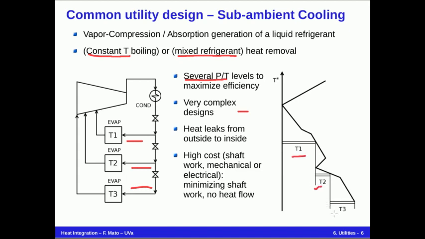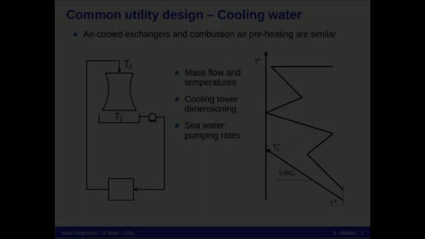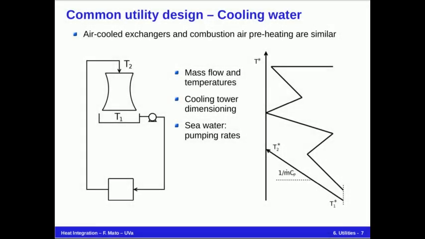Like with the steam, you can explore different levels and optimize your system for shaft work, for mechanical power or electricity, not minimizing heat flows. And then cooling water or other cooling with changing temperature, because air-cooled exchanger or combustion air preheating are similar. In the grand composite curve, we can explore amounts, heat flows, and levels of temperature, getting the mass flow rate from the reverse of the slope.